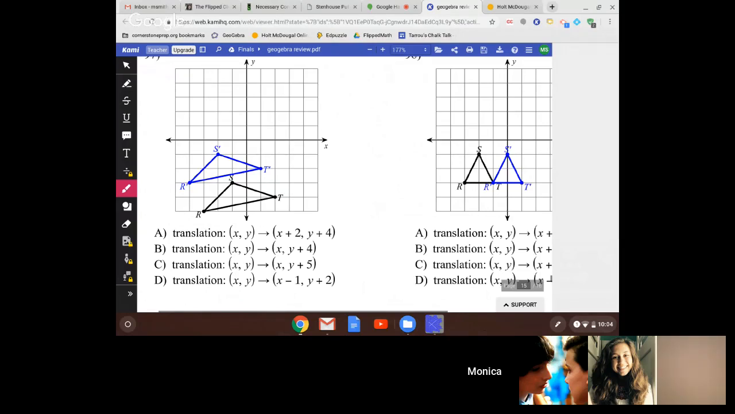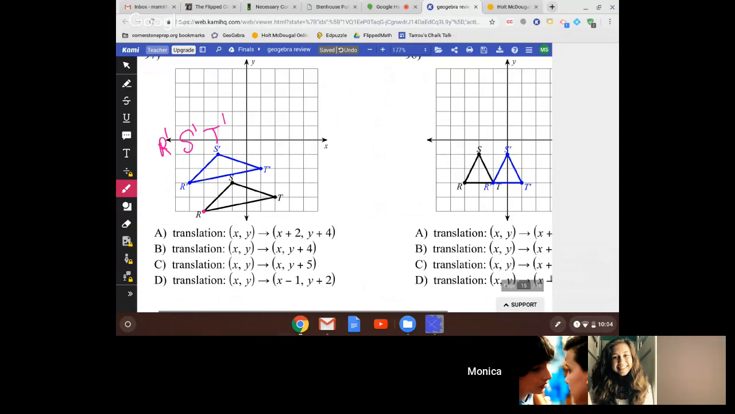And the way that you can tell on your sheet is see how this is R prime, S prime, and T prime. That's the shifted triangle. The original one is just R, S, and T, and then the shifted one has the little tick marks added to the letters. So I would start with R and say, okay, what did I do to it to get to R prime?